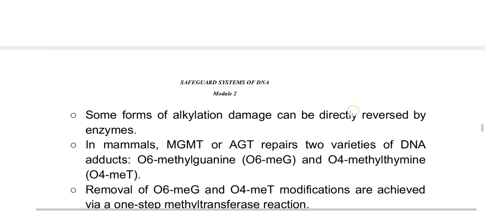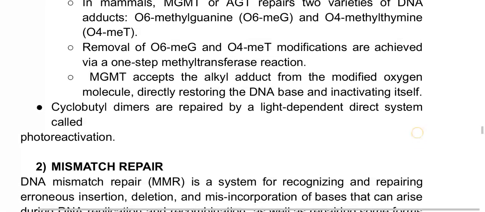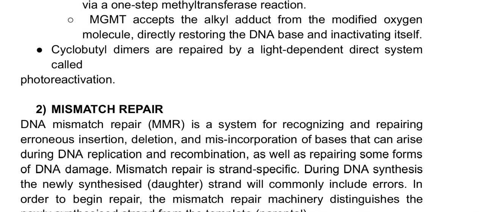And alkylation damage. Some forms of alkylation damage can be directly reversed by enzymes. In mammals, MGMT or AGT repairs two varieties of DNA adducts, O6-methylguanine and O4-methylthymine. Removal of O6-MeG and O4-MeT modifications is achieved by a one-step methyltransferase reaction. MGMT accepts the alkyl adduct from the modified oxygen atom, directly restoring the DNA base and inactivating itself. Cyclobutyl dimers are repaired by a light-dependent direct system called photoreactivation.